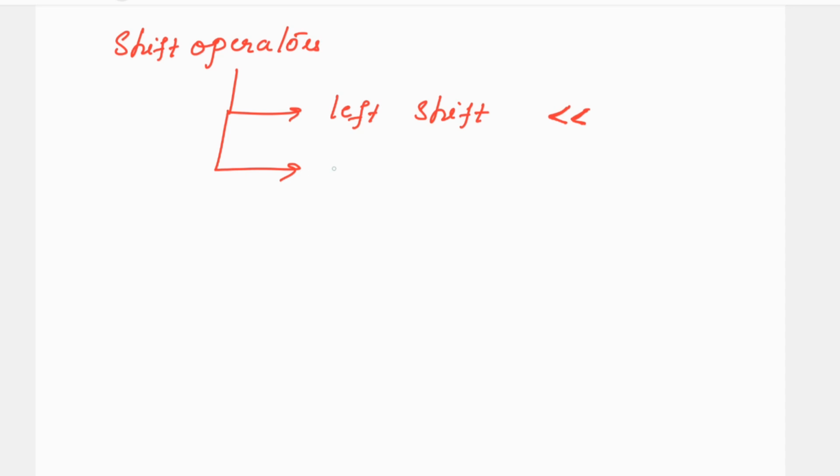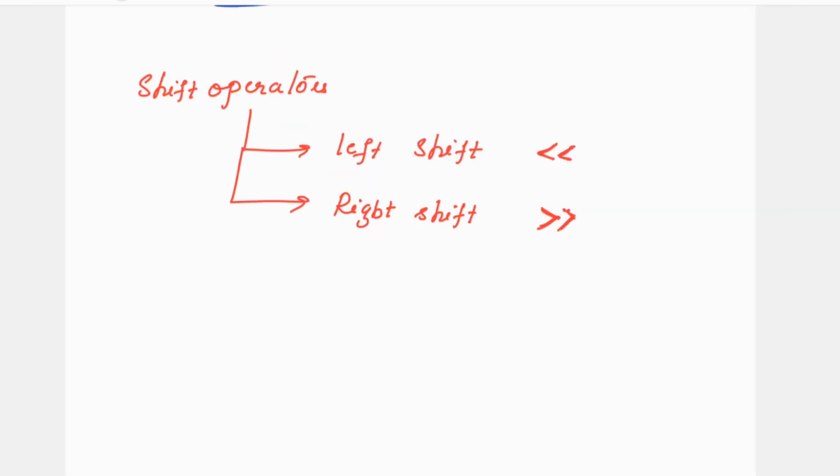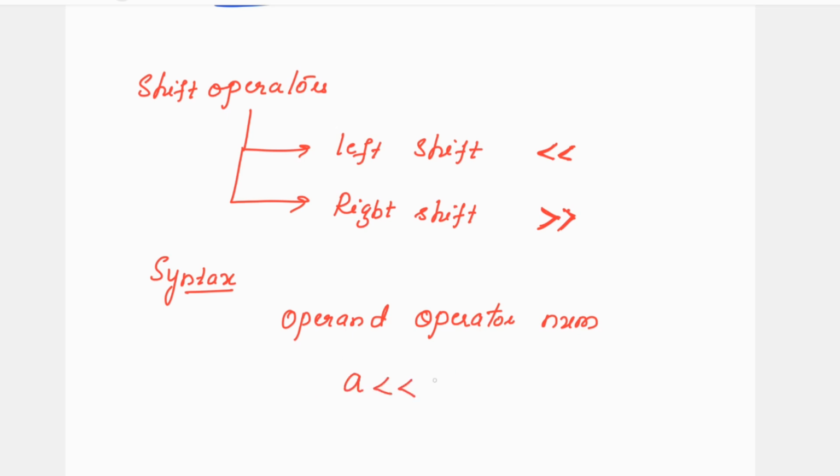Now let us see the shift operators. So shift operators are actually two types. One is the left shift. Left shift symbol, you are going to make use of this lesser than operator two times. Then you have the right shift. What is the syntax here for this shift operator? You have to make use of the operand followed by the operator followed by some number. So suppose if I am writing the operand as A, operator I am using as left shift and the number is 1.